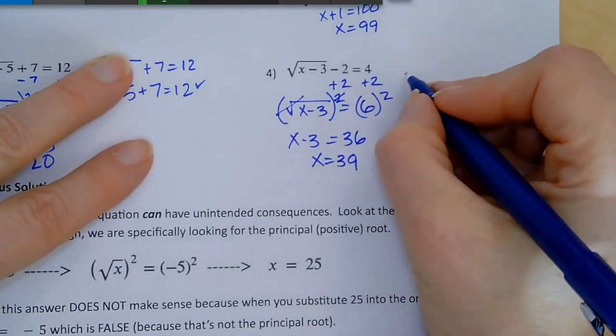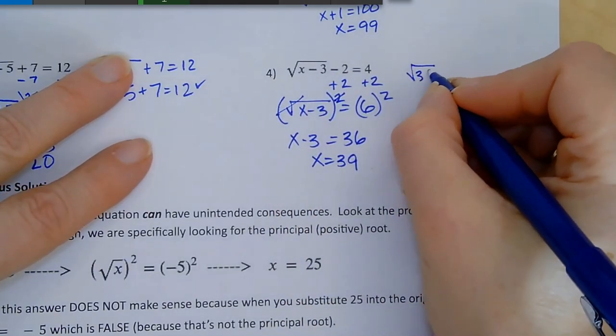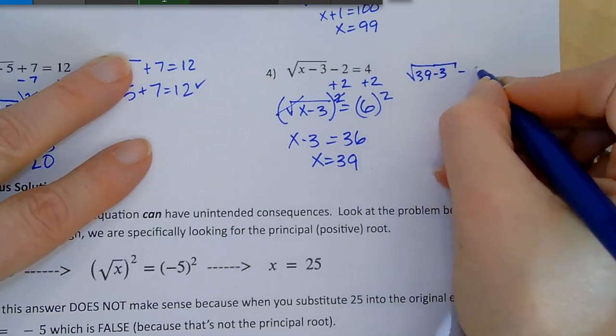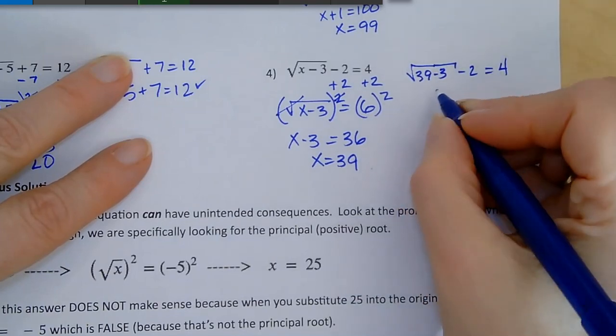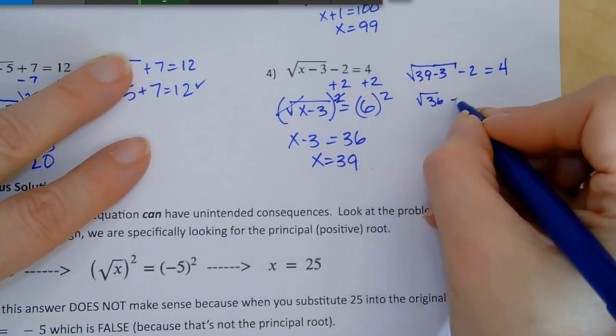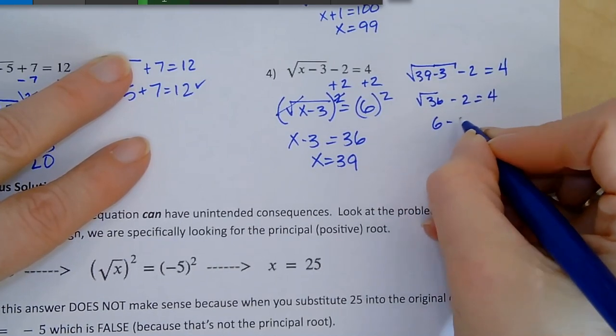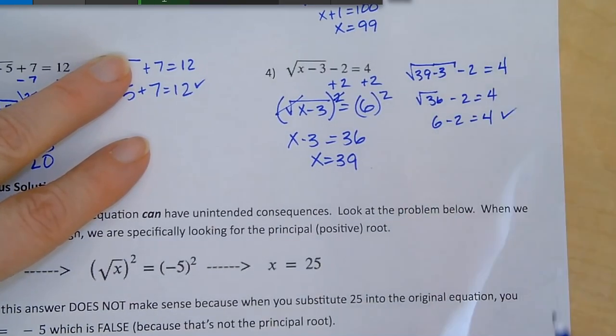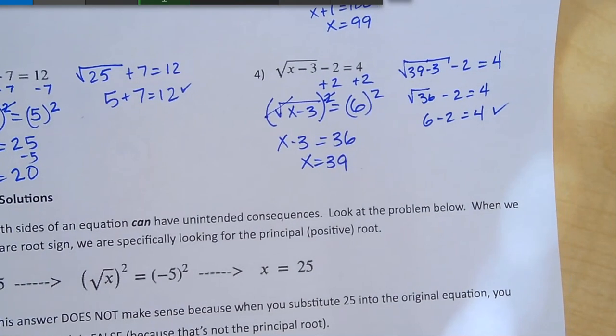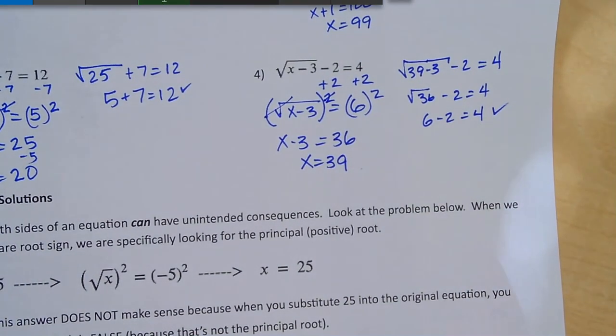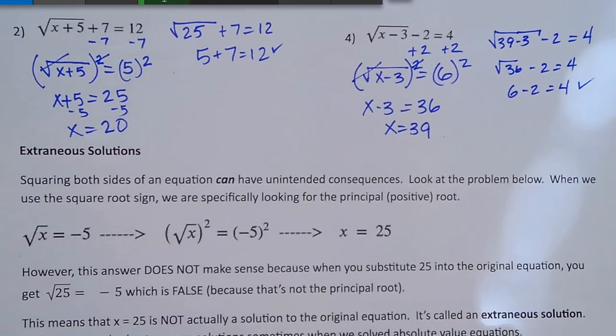If I want to check it, I have the square root of 39 minus 3, minus 2 equals 4. So that is the square root of 36 minus 2 equals 4. 6 minus 2 equals 4. True. Check. Okay. So right now you're thinking, why do I have to check all the answers? Well, we're getting to it.